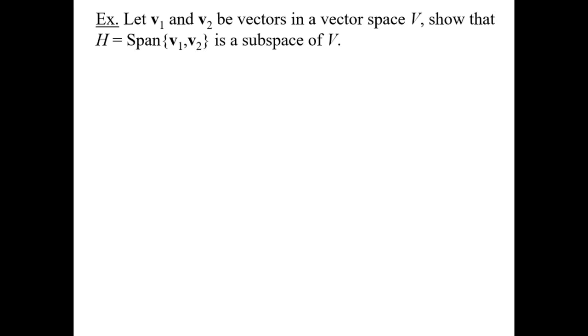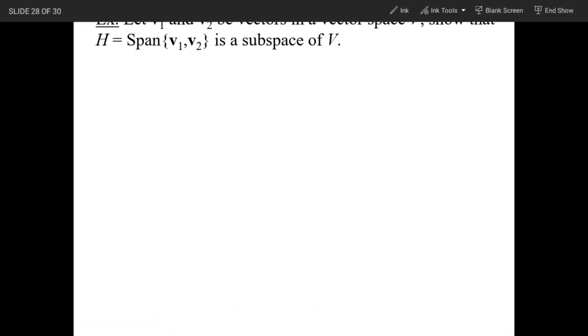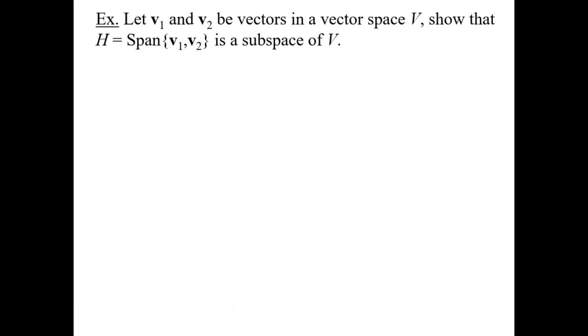Consider this special subspace. Let's consider any 2 vectors v1 and v2 in a vector space V. Now again, it's really tempting to visualize v1 and v2 to be in R squared or R cubed or whatever, and they might be, but we want to be careful about that, because we want to make sure that we're considering any vector space, even the abstract weird ones.